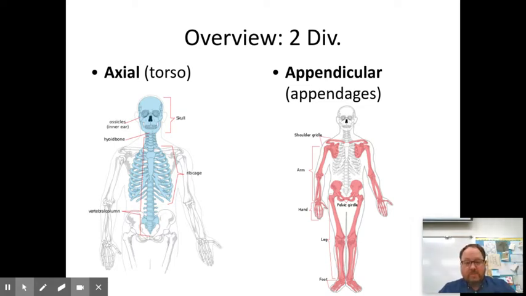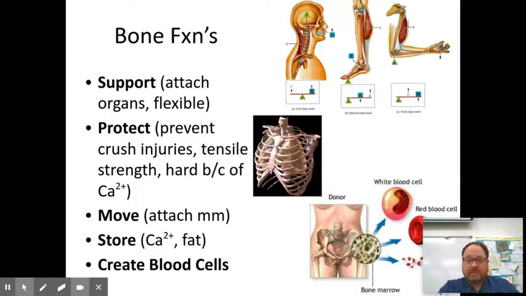The vertebral column is protecting the spinal cord. The skull is protecting the brain and then a lot of sensory structures as well. So the axial skeleton is more about protection of vital structures. The appendicular skeleton, the appendages, they're about movement. So these different portions of the skeleton are built differently to do different things.